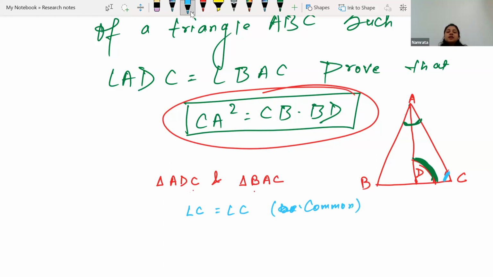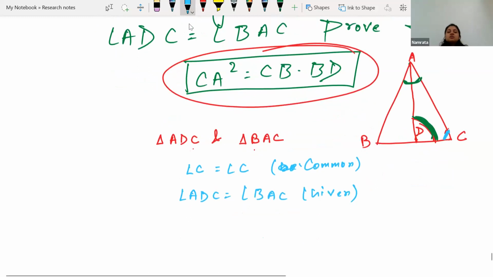We can also say the given condition, that is angle ADC and angle BAC are the same. So angle ADC over here is equal to angle BAC over here. That is already given in the question. So the angle similarity rule says that these two triangles are similar. Therefore, triangle ADC is similar to triangle BAC. Since these two triangles are similar, now we can write the sides in proportion.